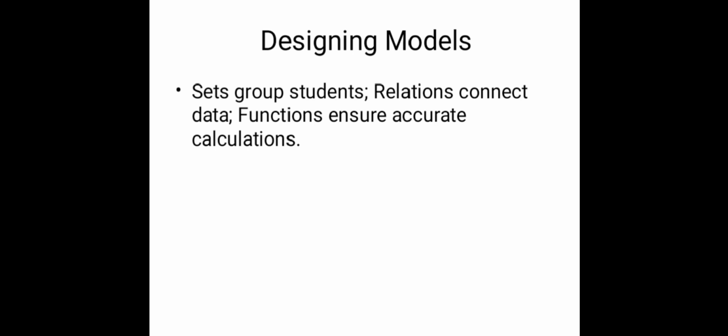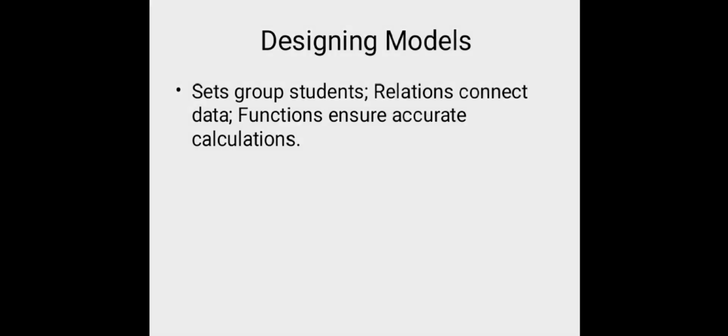And designing models using sets, relations, and functions. Now, how do these concepts help us design classroom or database models? Very simply. Sets help us group and categorize students. Relations help us match or associate data, like students to grades. And functions help ensure accuracy and consistency, especially in computations. Together, they create systems that are organized, efficient, and easy to maintain.